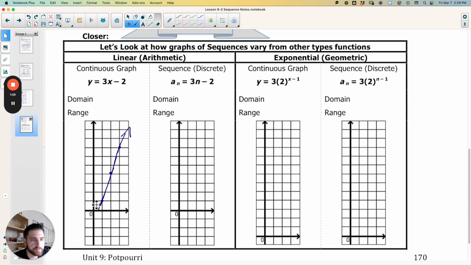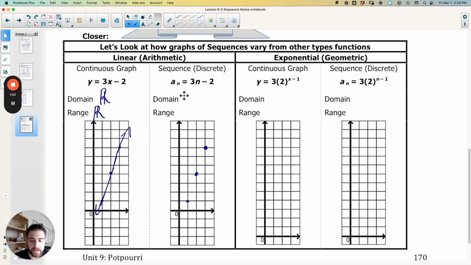Okay? So this is continuous because when you graph this, you're graphing all those points on that line. So the domain is all real numbers, and in this case, the range is all real numbers. But if we're graphing a discrete sequence here, a sub n equals 3n minus 2, you're still going to plot the same points. That was 1, 1, and 2, 4, and then 3, 7. But you don't draw the line.